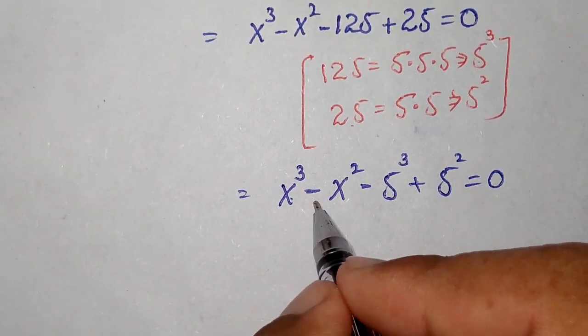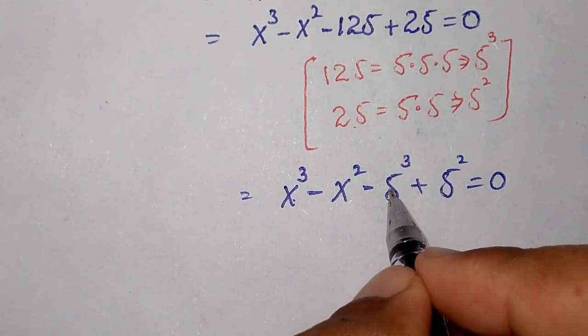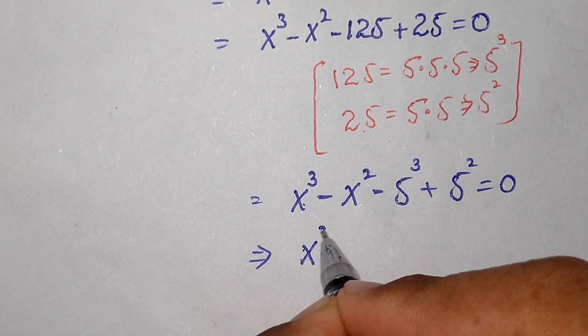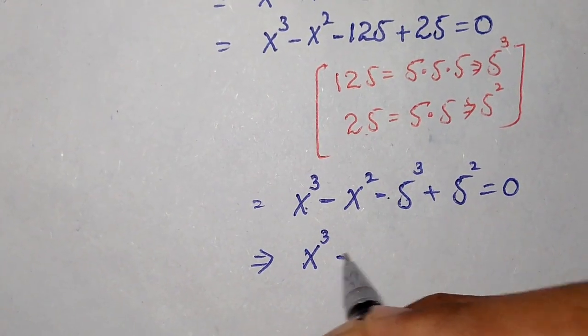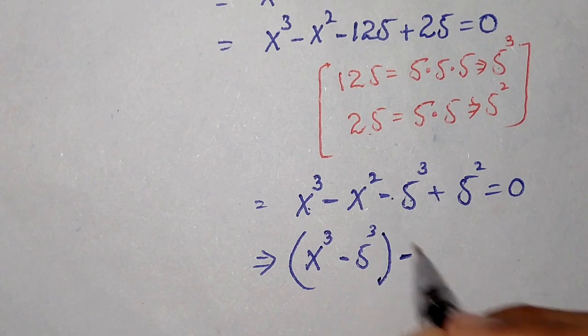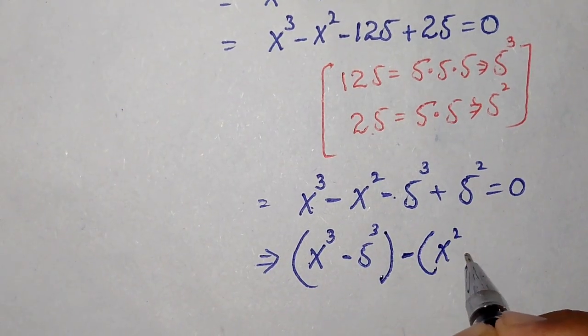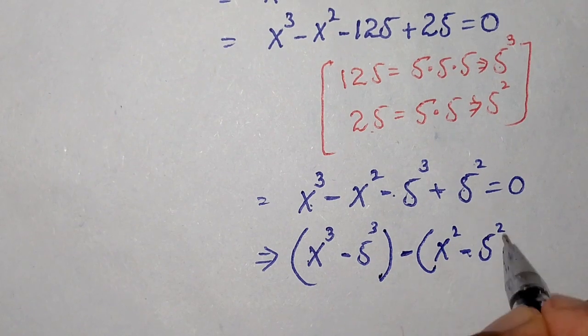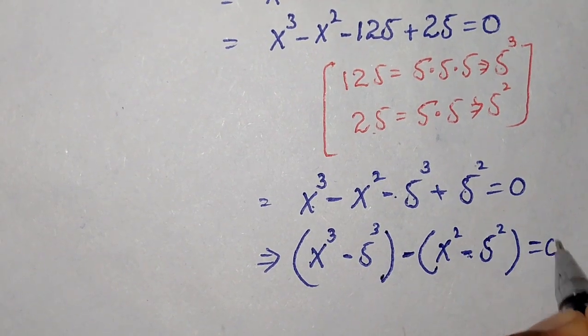Now we have to combine the terms having the same power. So it implies x to the power of 3 minus 5 to the power of 3, minus x square minus 5 square, minus times minus equal to plus, so this will become minus 5 square, which is equal to 0.